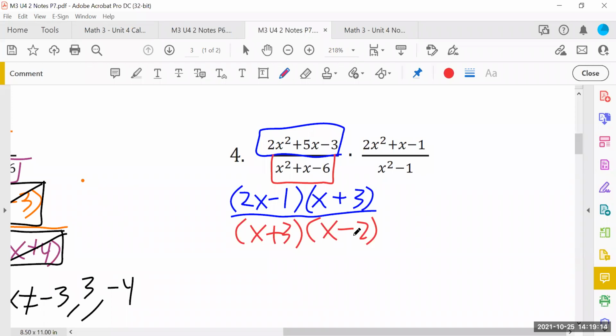That way 3 times -2 would be -6. And 3x minus 2x would be positive 1x.